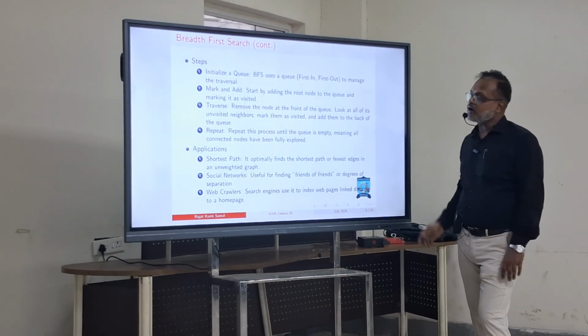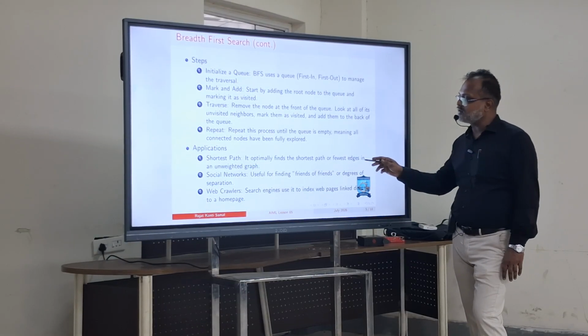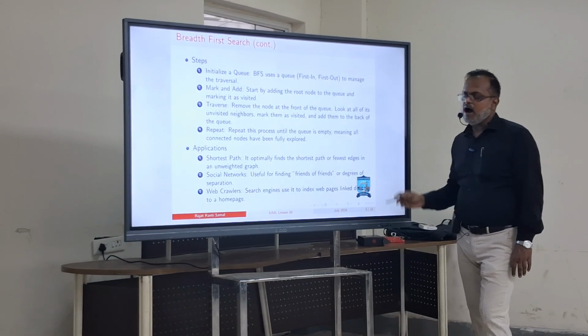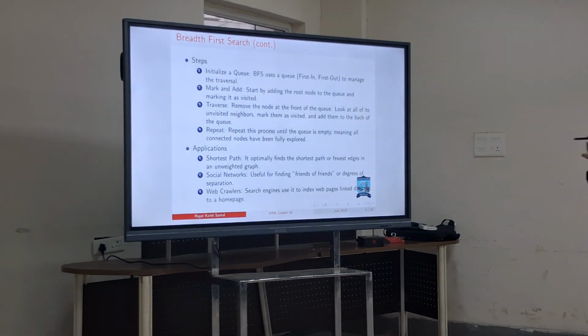Repeat the process. So what are the applications? Shortest path. It optimally finds the shortest path or the fewest edges in an unweighted graph. Unweighted graph means you don't know the cost of the edges. That's an unweighted graph. Okay.